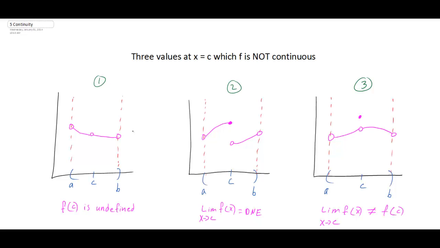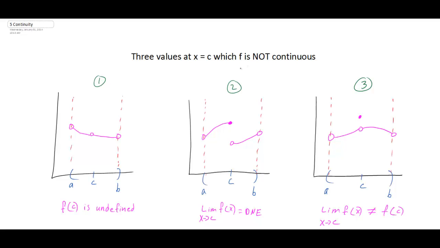All right, for this topic, we want to look at continuity. For continuity of a function, we're really looking at: is the function continuous or not? That means, are there any breaks in the graph or any holes in the graph? And here we want to look at three values at where x is equal to c, at which our function f is not continuous.